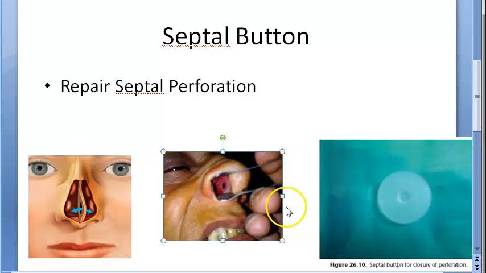Then, what will be the problems for these people? The problems for these people will be a whistling sound when they breathe. And also there can be some crust formation which will start obstructing their nose. And there can be severe epistaxis, nose bleed, when these crusts are removed. So those are the problems these people have.